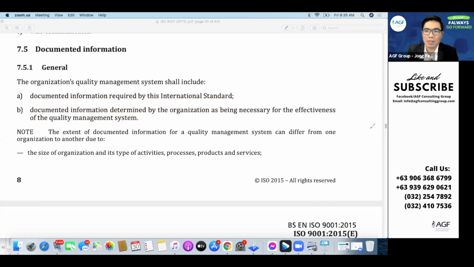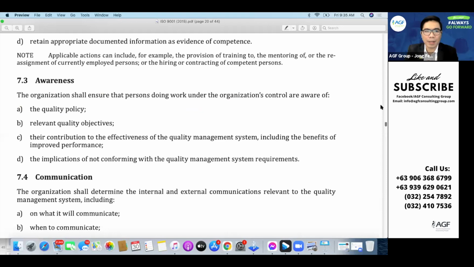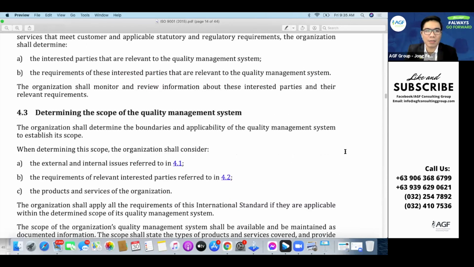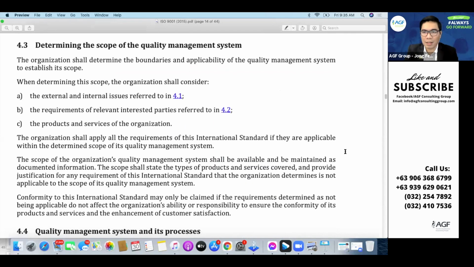Now let me scroll up. I'll go to 4.3. Okay, let me go to 4.3. Just give me 1 second. Here, okay, fantastic. 4.3. I said earlier that 4.3 is the first ever must-have document, meaning this is non-negotiable. You cannot go around this requirement. You need to present this as part of your documentation.